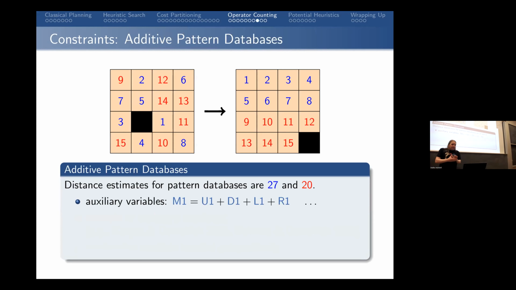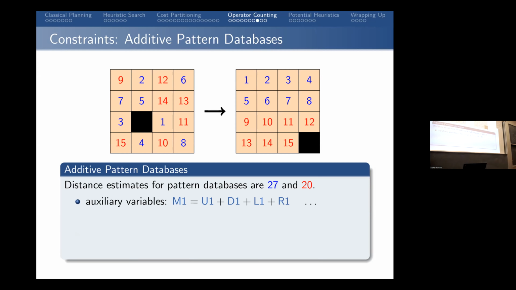Okay, and finally, for the pattern databases, let's say in this example, the additive pattern databases, the distance in the problem for the blue variables is 27, the distance in the problem for the red variables is 20. I could add this up, get 47, but I can also combine this with other constraints in this operator counting world by expressing what I know. Now I'm using auxiliary variables here, I'm just doing that to make the notation a little bit more compact.